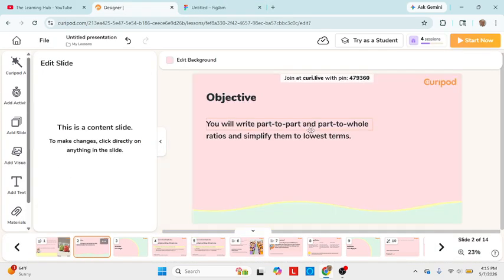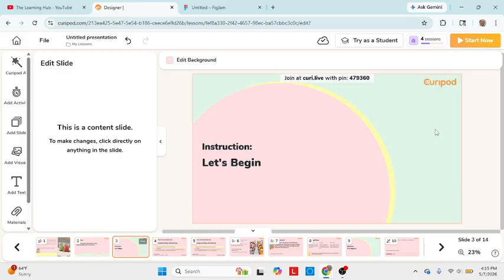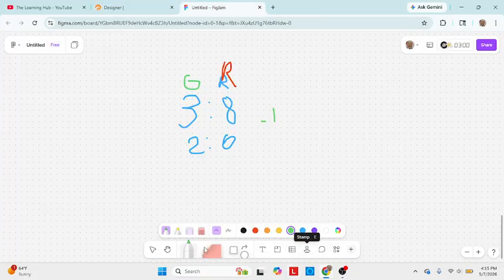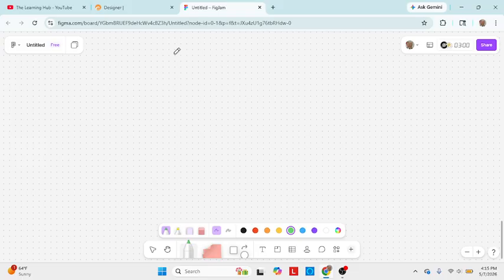So that is that. Objective: you will write part to part and part to whole ratios and simplify them to lowest terms. So let's begin. A class has 12 girls and 18 boys. A part to whole ratio compares a part to all the students.